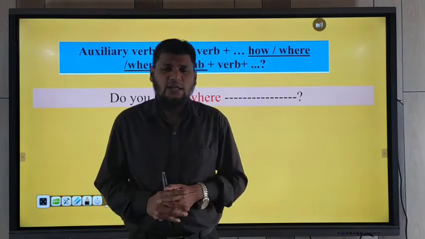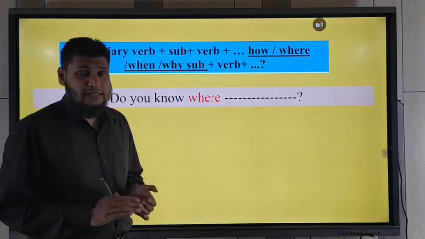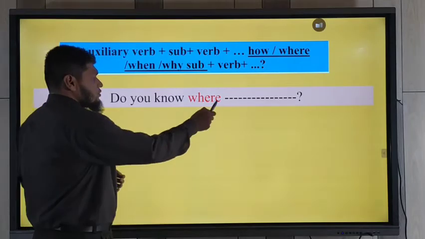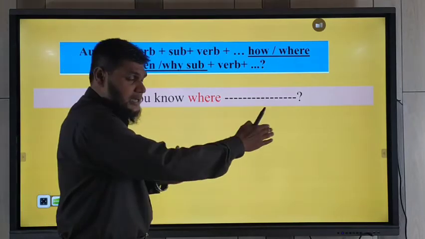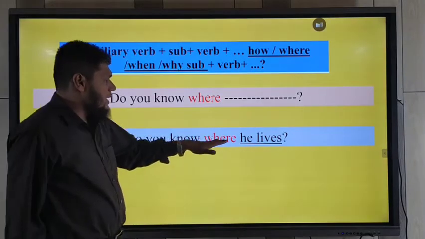Do you know? In this way you should use the structure to complete an incomplete sentence. So like that you should use a subject and verb and then extension. Like this. Do you know where he lives?